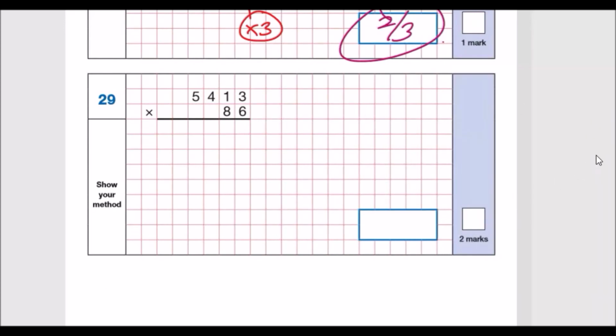Okay, we're gonna do it on the column method this time, as we can see. On the right side, I'm gonna write 5,413 times 6 first, and then 5,413 times 80. Just imagine it's an 8, just like the previous method. Let's see what happens. 3 times 6 is 18, carry the 1. 6 times 1 is 6, plus 1 is 7. 6 times 4 is 24, so 4 carry the 2. And then 5 times 6 is 30, plus 2, 32.